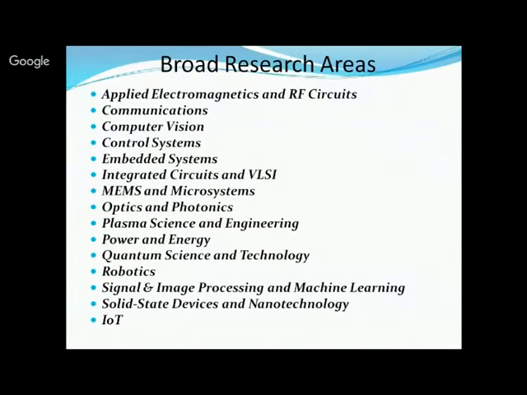If you see the broad research areas in electronics and communication engineering, we can work in electromagnetics, applied electromagnetics and RF circuits. We can work in communications, computer vision, which considers image processing also. Then control systems, embedded systems, VLSI, MEMS, optics and photonics. Then there is a new side, plasma science and engineering, which considers nano science and nanotechnology and nanomaterials, power and energy, quantum science and technology, robotics.